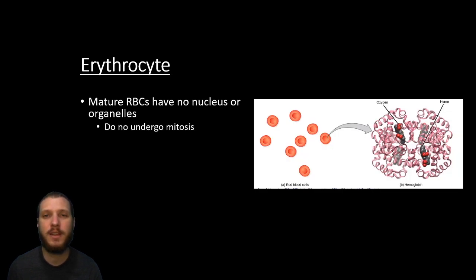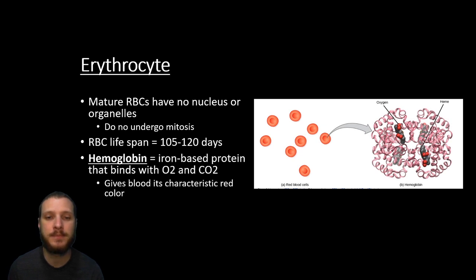So a mature red blood cell, since its only job is to really carry oxygen and carbon dioxide, doesn't need other organelles or even a nucleus. It's going to be created and it's going to do its job, but because there's no nucleus, it doesn't undergo mitosis. So when its lifespan is over, it's going to die off and be replaced. The average lifespan of a red blood cell is about 105 to 120 days normally.